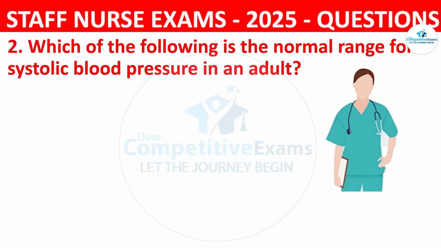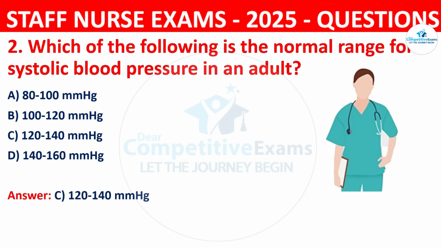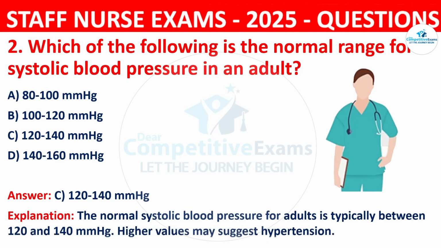Question number 2. Which of the following is the normal range for systolic blood pressure in an adult? Your options are 80 to 100 mmHg, 100 to 120 mmHg, 120 to 140 mmHg, or 140 to 160 mmHg. The correct answer is C, that is 120 to 140 mmHg. The normal systolic blood pressure for adults is typically between 120 to 140 mmHg. Higher values may suggest hypertension.